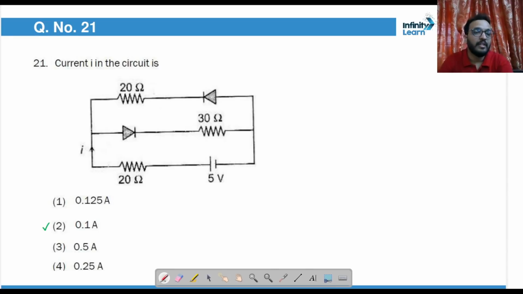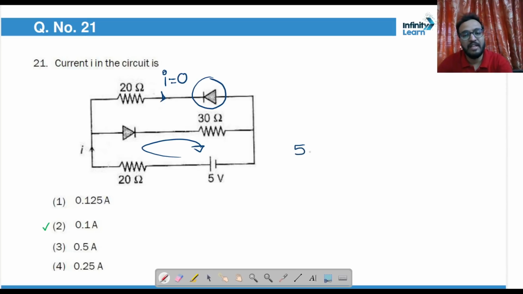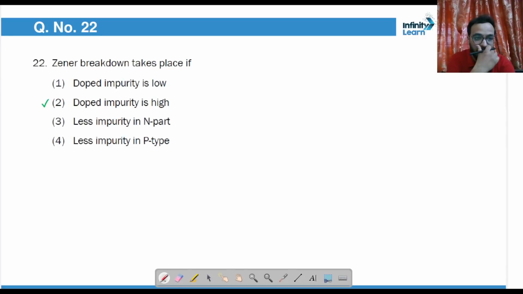Okay. Now the current I in the circuit is, see here, this diode is reverse biased, so there will be no current in this branch. So this is all done. Okay. So 5 is equal to 20 plus 30 into I. So 5 is equal to 50 I. So I is equal to 0.1 ampere. Got it? Now 22. Zener breakdown takes place during high impurity doping. So doped impurity should be very high, then only Zener breakdown will take place. So second option is correct.